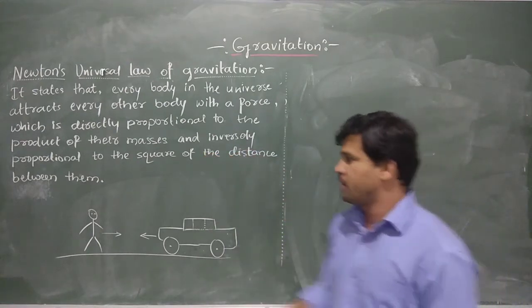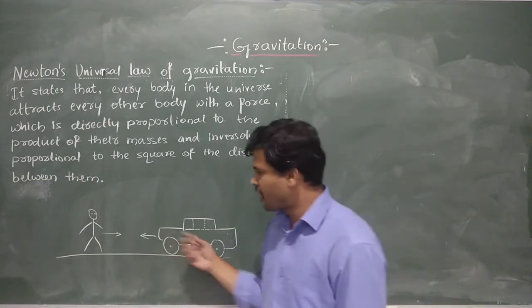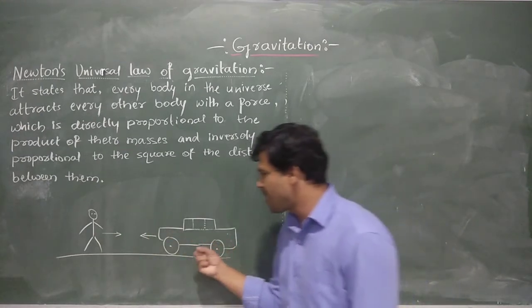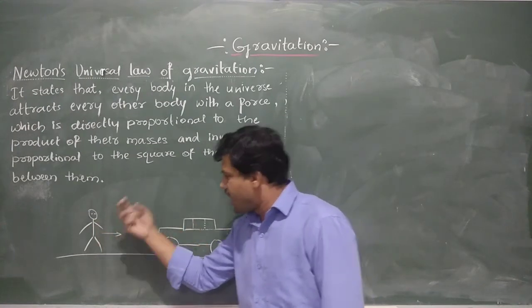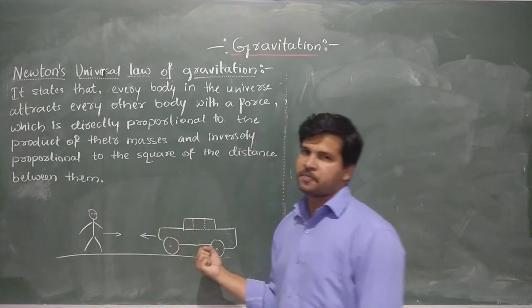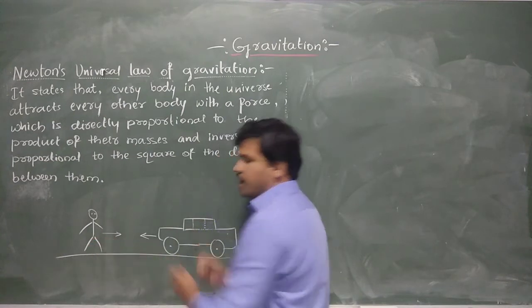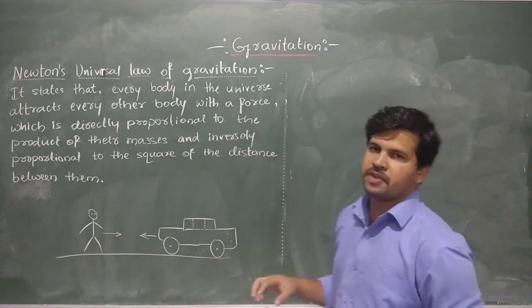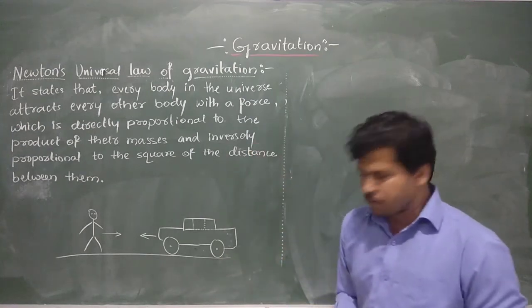For example, if you are standing here and in front of you there is a car, both of you have masses. Because of this mass, this car is exerting gravitational force on you, and you are also exerting an attractive gravitational force on this car. Because of that, there is a gravitational attractive force between you and the car. It's a very simple law, that is Newton's universal law of gravitation.